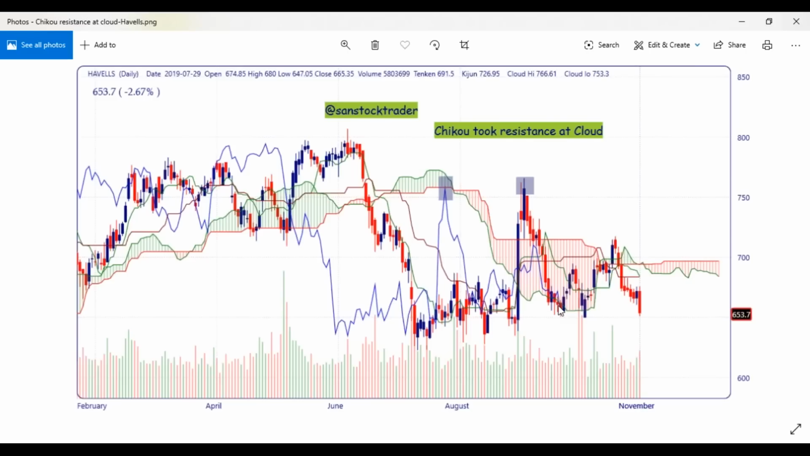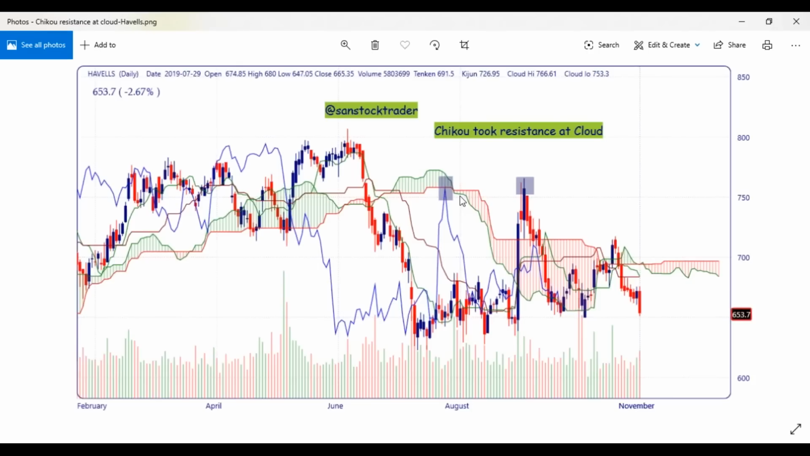Now, as I said, many times the mistake we make as traders is looking at only price and cloud. So whenever price closes above the cloud, we get the feeling that the trend has changed. Yes, it is true, the trend has changed, but it is not matured yet. It will only mature when even the Chikou Span crosses the cloud. This is exactly what happened in this chart. Look at this, price closed above the cloud, but at the same time, Chikou was stuck, and in fact, Chikou took exactly the resistance at the cloud.